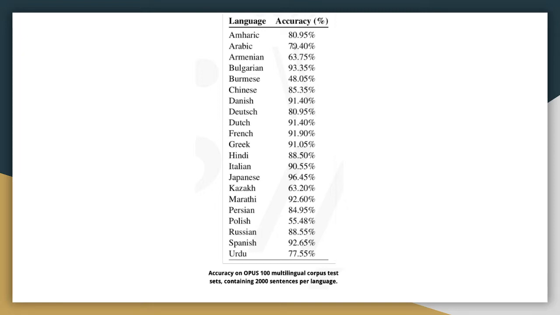As you can see, the accuracy is pretty high for most of the languages, barring a few, which are Burmese, Kazakh, and Polish. According to the authors of PySBD, one of the main reasons for the low accuracy, especially for the Burmese language, is the dataset being a little bit unclean. Unclean in the sense that multiple sentences have been merged into one. So that may be one of the reasons.